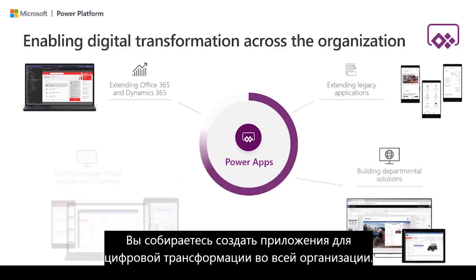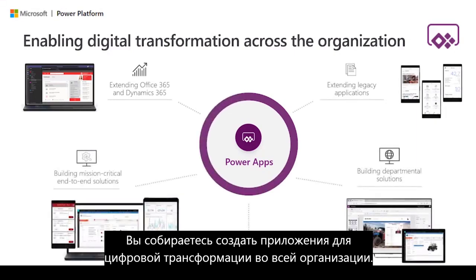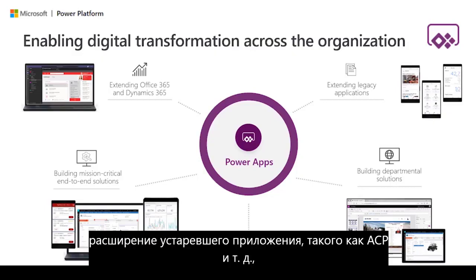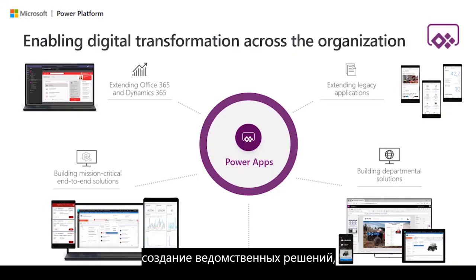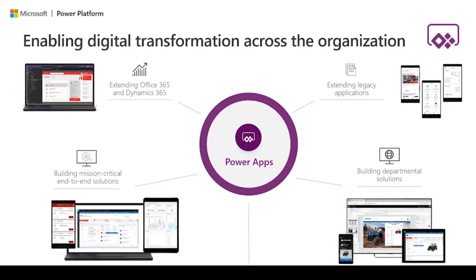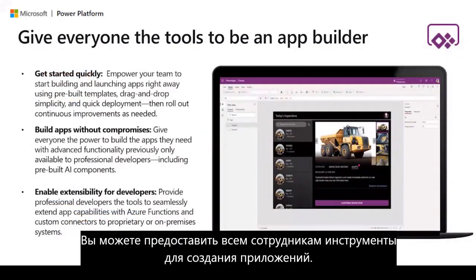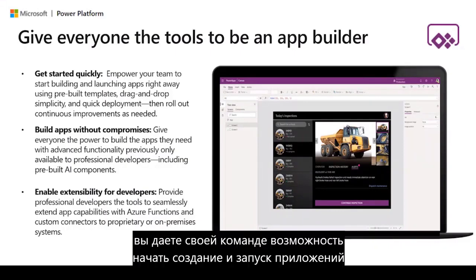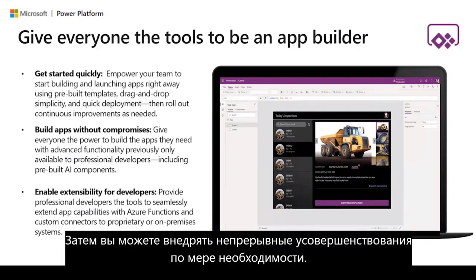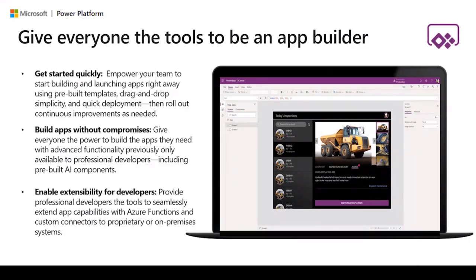You want to build your apps to enable digital transformation across the entire organization, maybe by extending Office and Dynamics 365, extending legacy applications like SAP and others, building departmental solutions, and also building mission-critical end-to-end solutions. You can give everyone the tools to be an app builder. By getting started quickly, you empower your team to start building and launching apps right away using pre-built templates, drag-and-drop simplicity, and quick deployment. Then, roll out continuous improvement as needed.